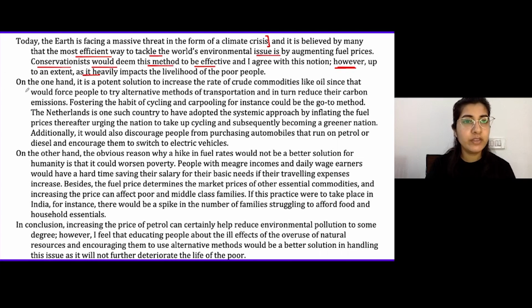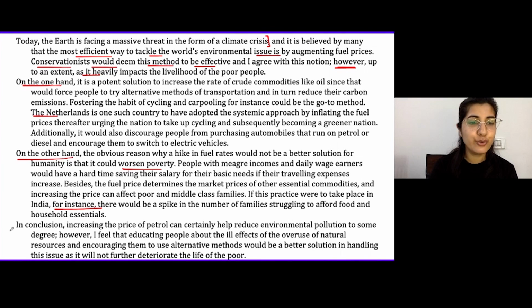Alright, now you can see on the one hand, I've supported one side. I've also given an example. The Netherlands is one such country, right? And on the other hand, I have written against it. The obvious reason why it's not a better solution is that it worsens poverty. Perfect. And I have given an example. For instance, if this practice were to take place in India, there would be a massive spike in the number of families struggling to even afford food and household essentials.